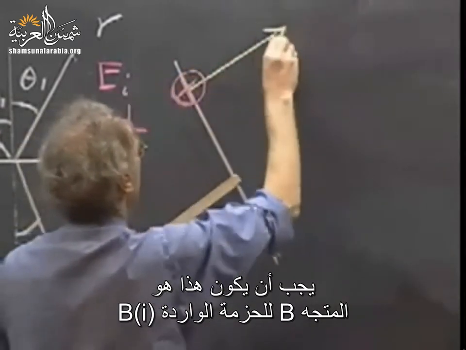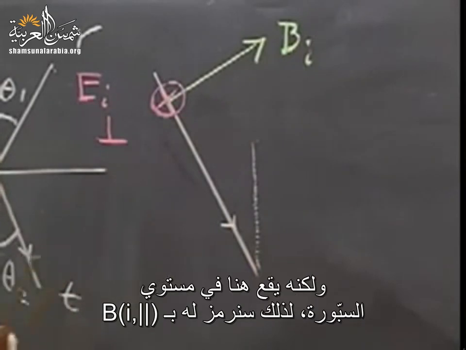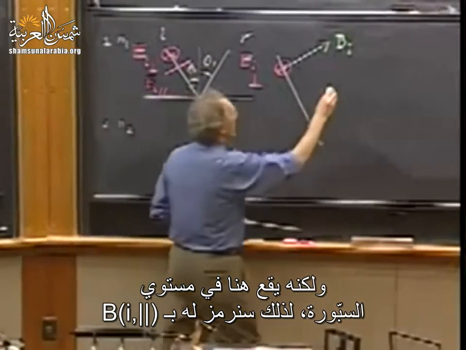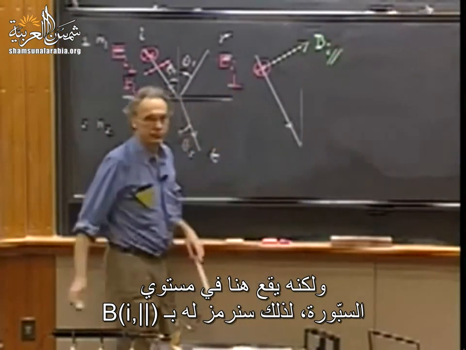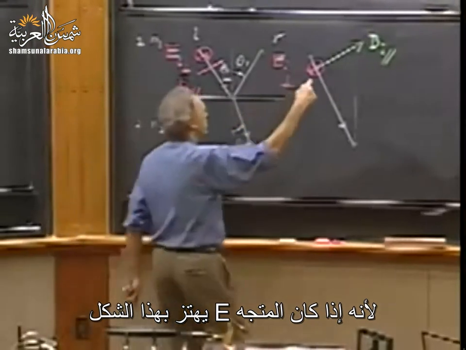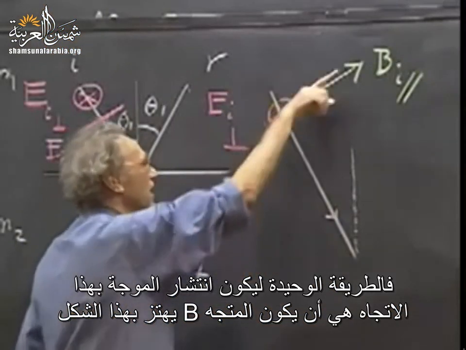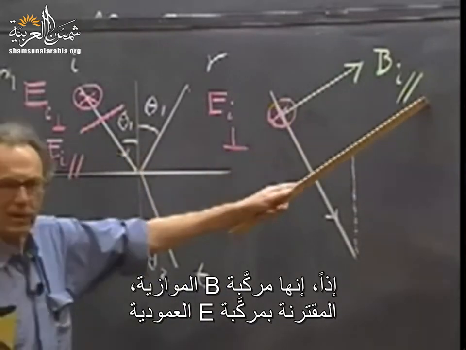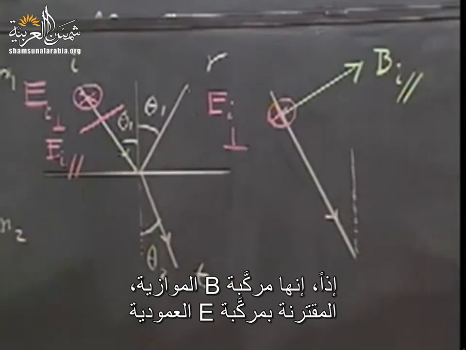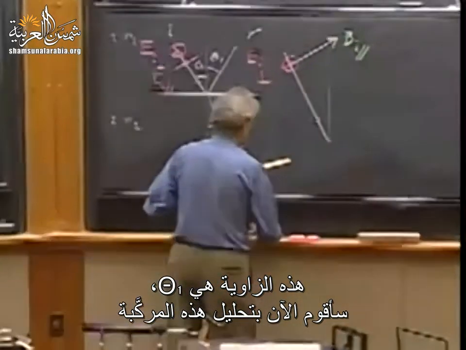This must be the B vector of the incident beam, but it just so happens that it lies in the plane of the blackboard. Therefore, we give it the symbol parallel. Because if the E vector is oscillating like this, the only way that the wave can propagate in this direction is if the B vector oscillates like this. So it is the B parallel component that is married to the E perpendicular component. And this angle is theta 1.